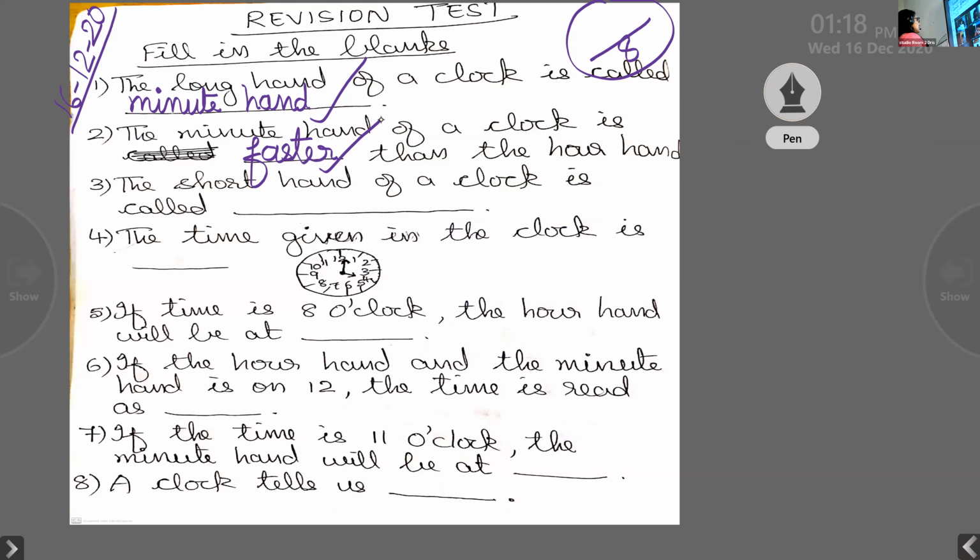Ayush, third one. Ayush, unmute, my dear. Yes, ma'am. Third one, the short hand of a clock is called dash. Hour hand. Spelling? H-O-U-R. Yes. Okay, good. The short hand of a clock is called hour hand. HOUR, HAND. If the answer is correct, put a tick.